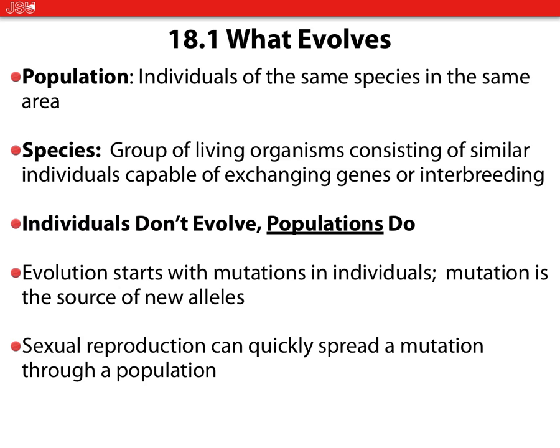Okay, new chapter, chapter 18. So, a couple terms we've got to cover here. You got to know these terms. A population is a group of individuals of the same species in the same area.